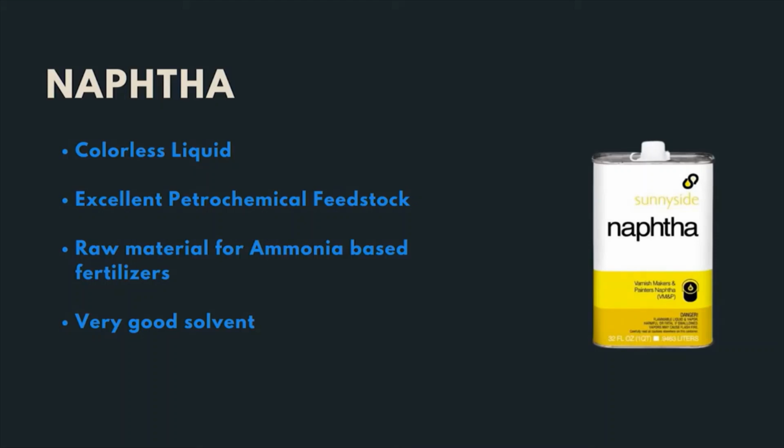The next product from the refinery is naphtha. Naphtha is a colorless liquid. Most common people may not know much about naphtha because it is primarily used as a petrochemical feedstock, or raw material for the ammonia based fertilizer industry. It is an excellent petrochemical feedstock. Several petrochemical compounds are produced using naphtha as a raw material. The other common usage is as a solvent, and because of that property, it is widely used in dry cleaning services.